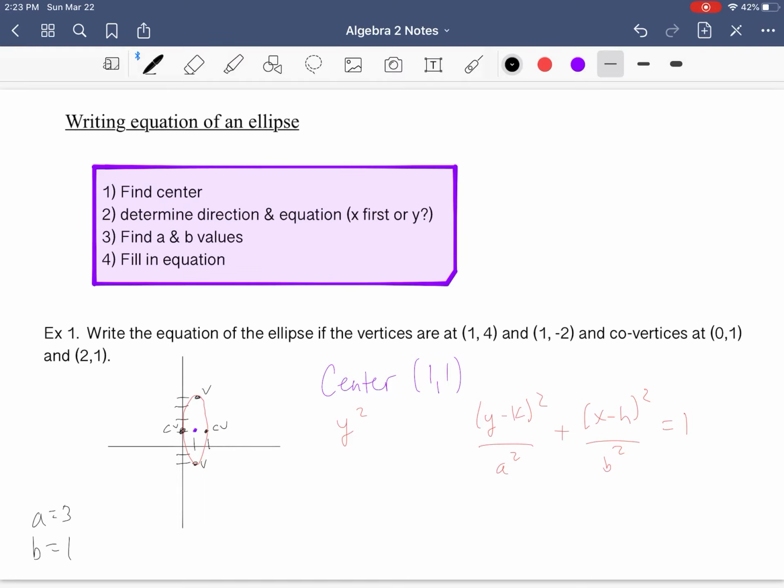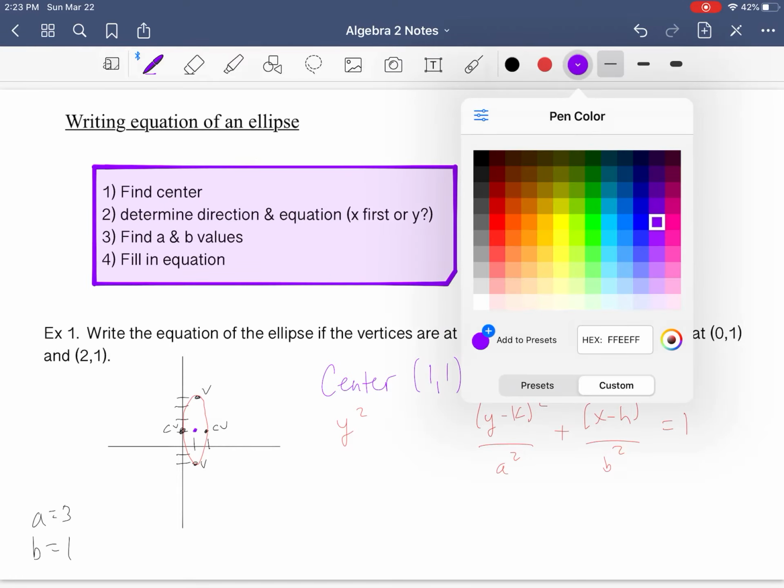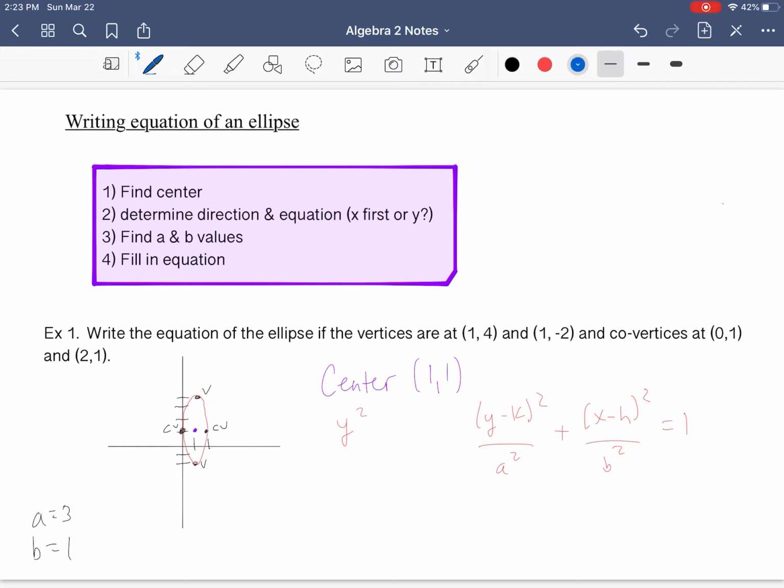Now it's just a matter of filling in my equation. So if I want to fill my equation in here, I'm going to have (y - 1)^2 over 3^2, which is 9, plus (x - 1)^2 over 1^2, which is 1, equal to 1. And there is our final equation. So again, it's important to find the center, know which letter comes first, and then find your a and b values.